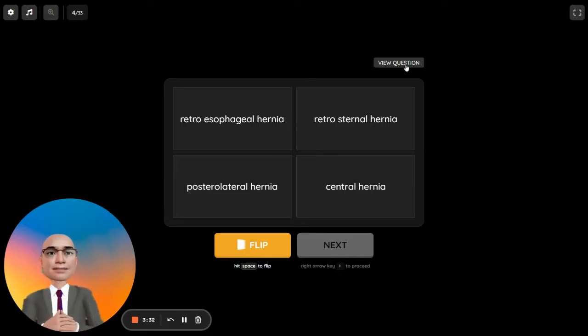Anteriorly there is the space of Larrey through which the retrosternal hernia sometimes occurs, and retroesophageal hernia, the sliding hernia or the rolling hiatus hernia, it may occur.